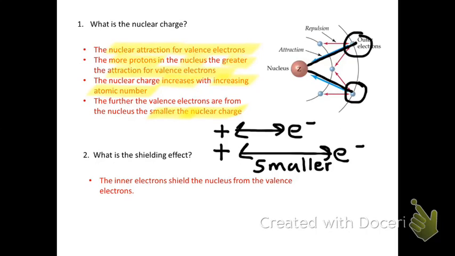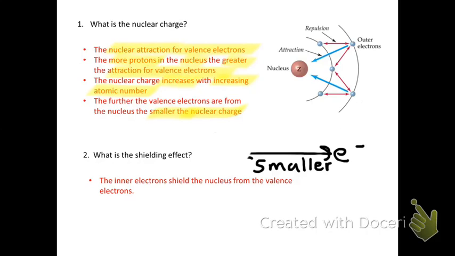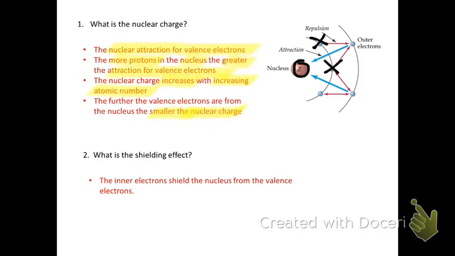Alright, let's go on and talk about this idea of shielding. Now, if there are electrons that are considered inner electrons, they are going to shield or act as a shield for the valence electrons. So if you look at our diagram over here, the nucleus, of course, is right here, and then we have some inner electrons right here, and we can say that this is the, I don't know what shell this would be.